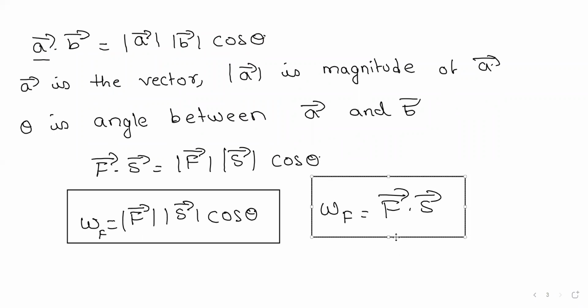So these are the two important formulas you have to keep in mind. Then if you look at this formula, it can be written as WF is equal to mod f cos theta into mod s, where mod s is magnitude of displacement, mod f cos theta is the component of force in the direction of displacement.